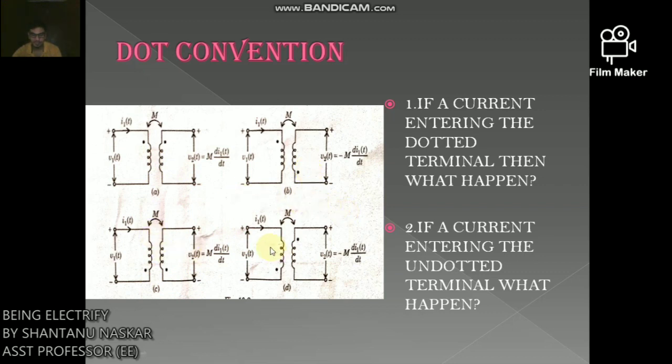Now go through this C and D. If a current entering the undotted terminal or leaving the dotted terminal of one coil produces an open circuit voltage in the other coil which is positive at the undotted end or negative at the dotted end, as shown in figure C and D.